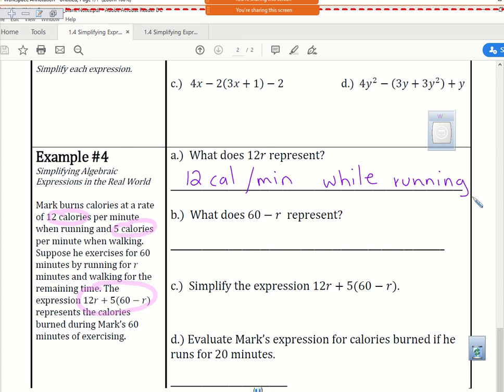You subtract. Okay, let's say I went for a jog. I ran for 40 minutes. How many minutes did I walk for in an hour? 20. So when you subtracted the 60 minus R, we calculated the time that I was walking. This is the time that he's walking. Does that make sense? So 60 minutes minus the time that he's running, you get the time that he's walking.